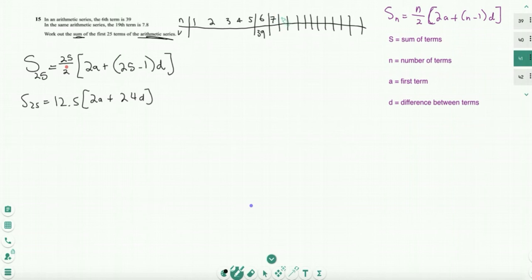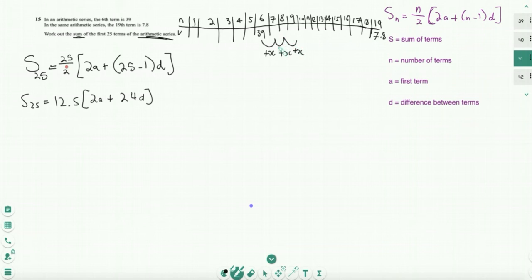We don't know what the 7th term is. But we do know what the 19th term is. We know the 19th term is 7.8. So I've drawn this just to help us illustrate it in this table. Now we know it's an arithmetic sequence. Arithmetic means the jump between each number is the same every time. So the jump from the 6th term to the 7th term is plus x. Therefore, the jump from the 7th term to the 8th term is plus x as well. 8th to 9th is plus x.